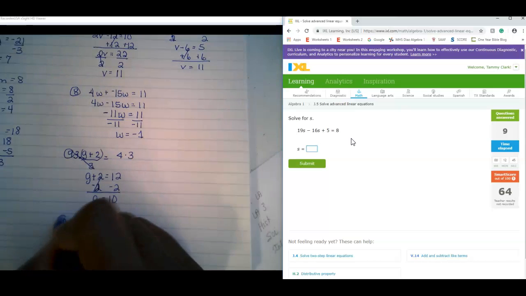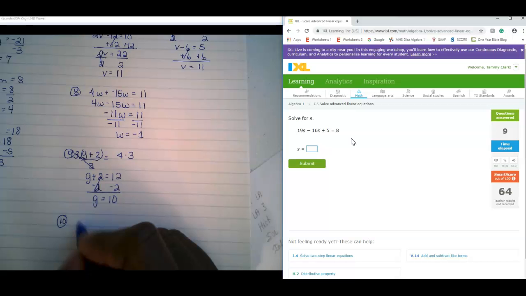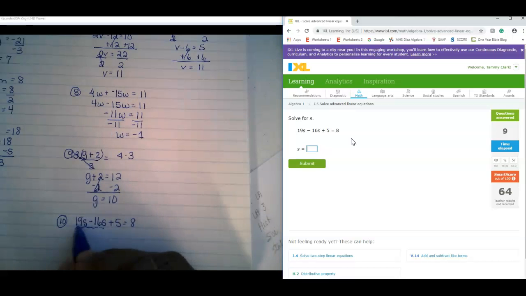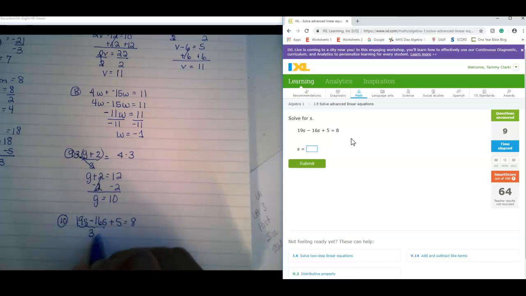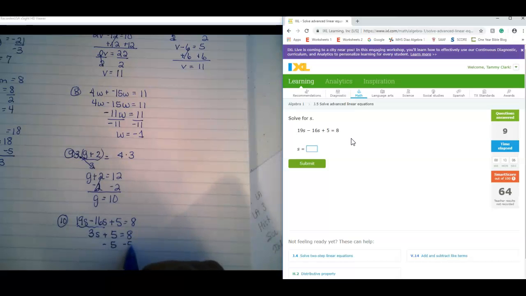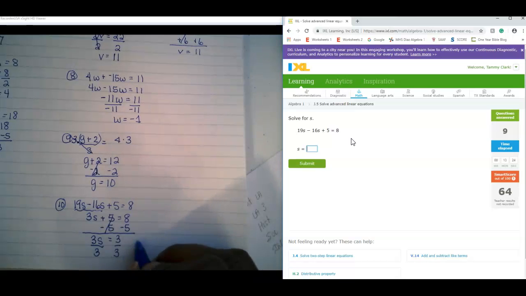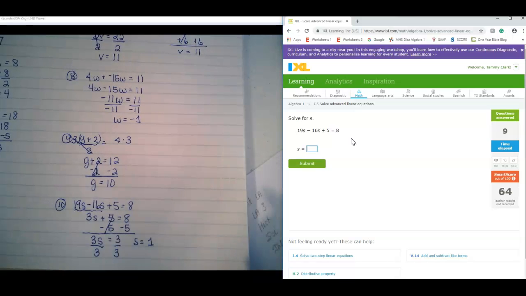Let's look at number 10 here. We've got 19s minus 16s plus 5 equals 8. We're going to combine like terms right here. 19 minus 16 is 3s plus 5 equals 8. We're going to create our additive inverse pairs by adding the opposite of what we see. So positive 5 minus 5 is 0. We're left with 3s is equal to 8 minus 5, which is 3. We're going to divide both sides of the equation by 3. Therefore, s is equal to 1.